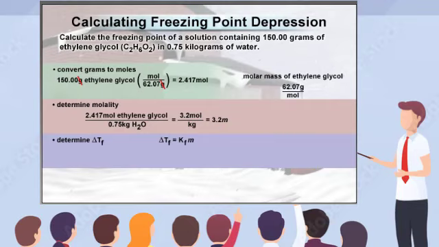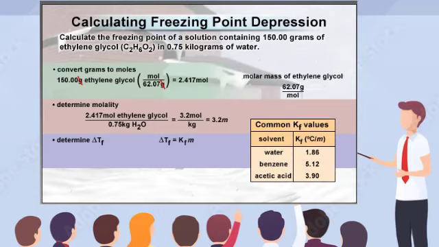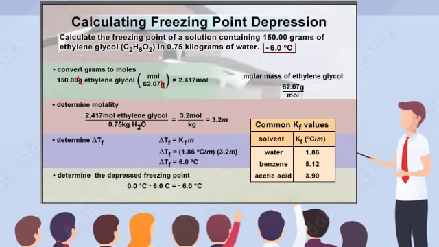Now substitute the known values into the freezing point depression equation and multiply. From the chart, you determine the Kf value for water is 1.86 degrees Celsius per molal, and you just calculated the molality. The answer shows that 150 grams of antifreeze in 0.75 kilograms of water lowers the freezing point 6 degrees to a temperature of -6 degrees Celsius.